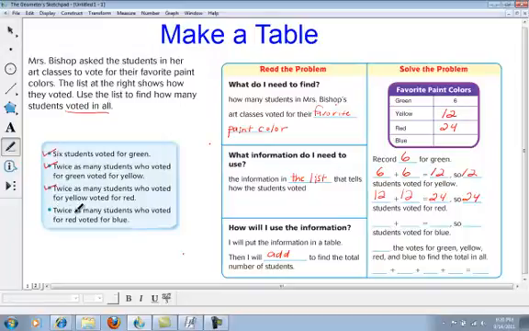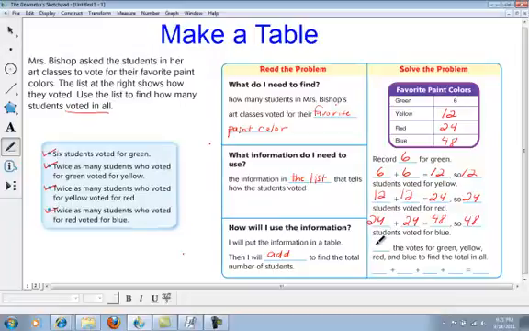Now we're on to our last clue. Twice as many students who voted for red voted for blue. Well, I know that 24 students voted for red. So 24 plus 24 gives me 48. So 48 students voted for blue. Wow, that's a lot of students. So I'm going to put 48 in my table, and I'm going to check that off.